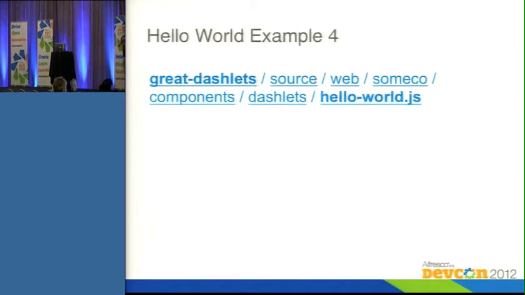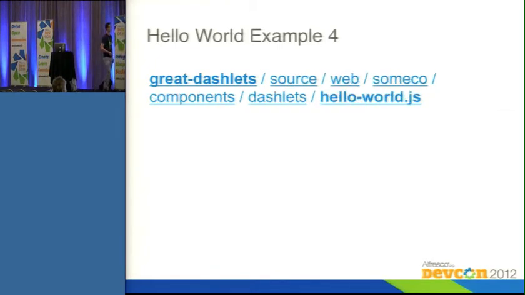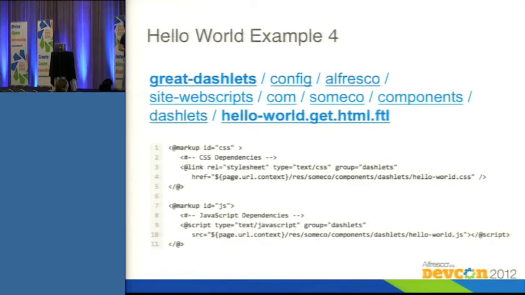Now, this is the third file, and this is a new file here. If you look at the path here, you see that this isn't under site web scripts. This is in a directory within our project called source web. You see the path there is sumco components dashlet hello world.js. That should match what we referenced in that bottom line where we specify the source attribute for the scripts tag. When we package up our customizations, it will put it into a jar that we can deploy into Share, or it could be an AMP. And all of these will be available through that URL.